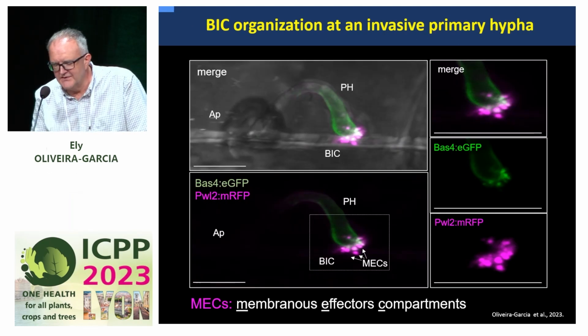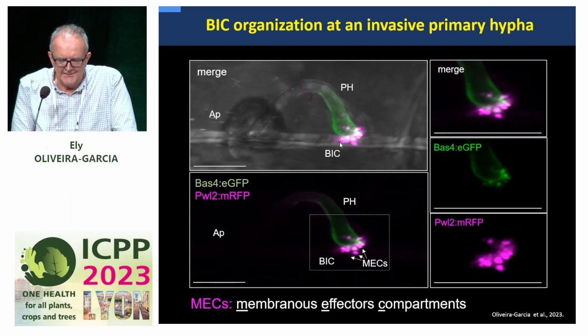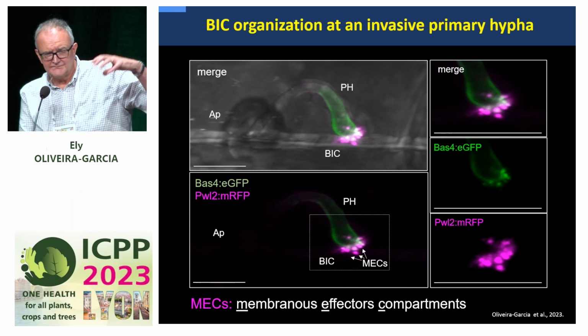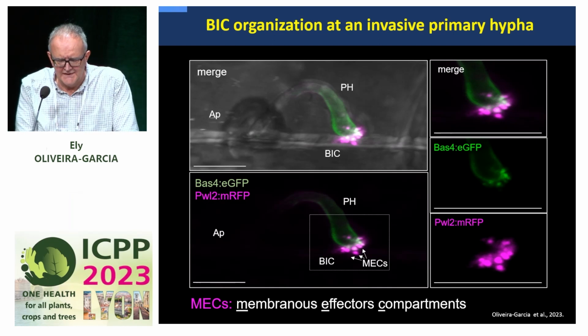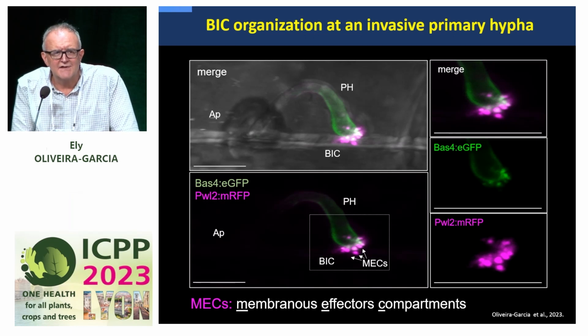So this is what the BIC looks like under laser confocal imaging. What you can see, especially at super resolution, is the BIC, this bright punctate structure, initially at the tip of the penetration peg, but then ultimately on the side of the invasive hypha as it differentiates. If you look at very high resolution, you can see that there are actually puncta within it, and we call those membranous effector compartments.